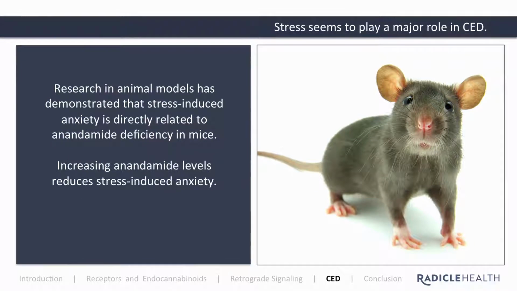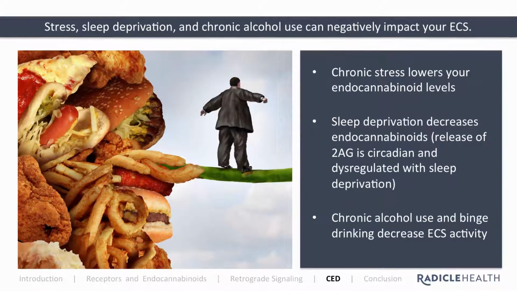Stress seems to play a major role in clinical endocannabinoid deficiency. Research in animal models has demonstrated that stress-induced anxiety is directly related to anandamide deficiency in mice, and that increasing anandamide levels reduces this anxiety. In addition to chronic stress, sleep deprivation, chronic alcohol use, and binge drinking can all decrease endocannabinoid signaling activity. Clinical endocannabinoid deficiency can also arise from genetic or congenital issues or from intercurrent injury or disease.